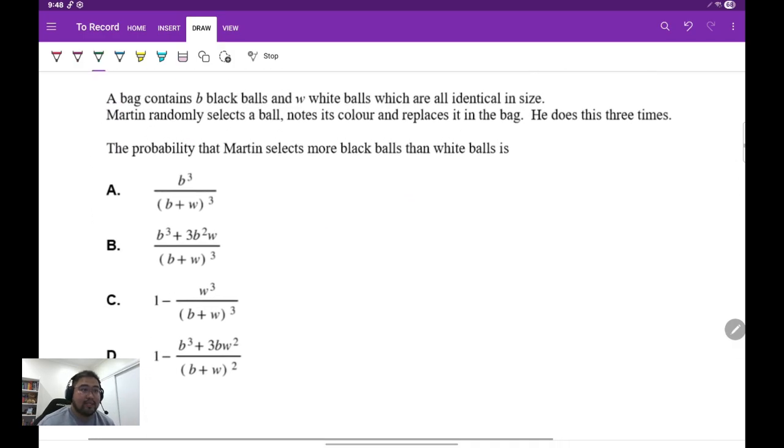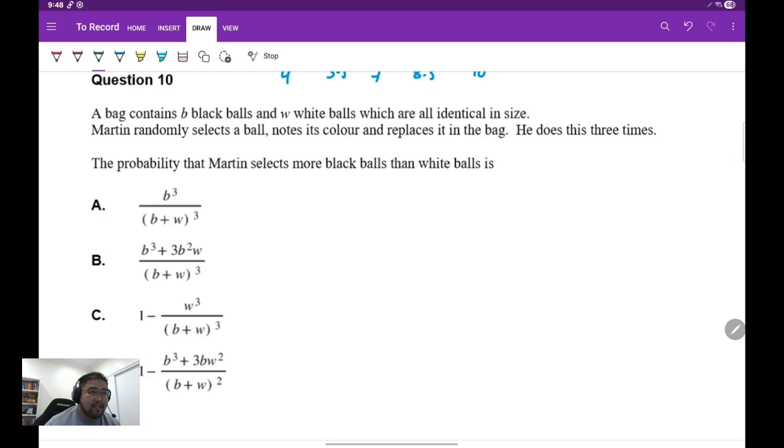All right, question 10. Question 10 talks about black balls and white balls, which are all identical in size. Martin randomly selects a ball and replaces it in the bag. He does this 3 times. The probability that Martin selects more black balls than white balls is what? So this is a binomial distribution. There is independence because of the fact that there's replacement.